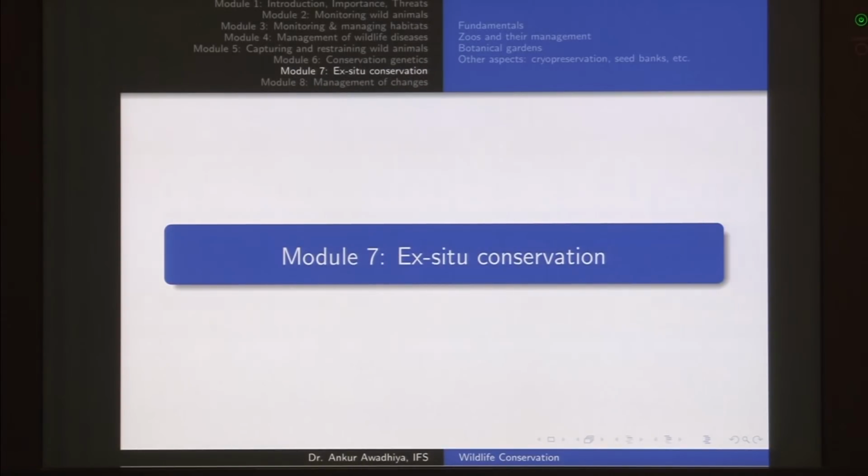include things such as collection of bamboos like bambusetum or collection of trees in the name of arboretums and so on. And then in the fourth lecture we will move into the more newer techniques such as cryo-preservation and seed banks. So let us now begin with the fundamentals.